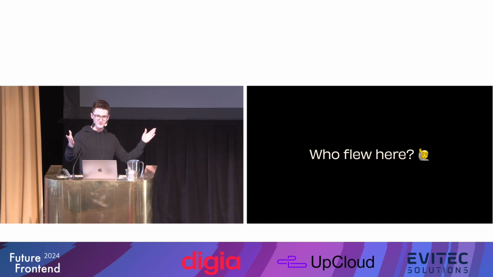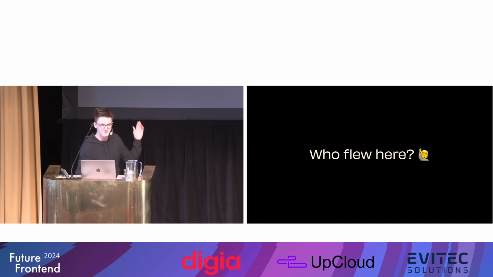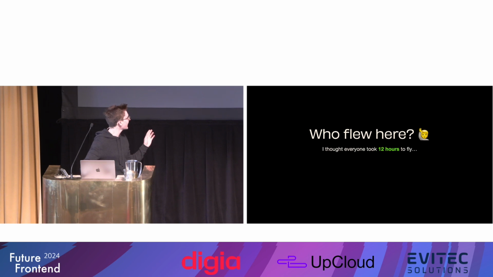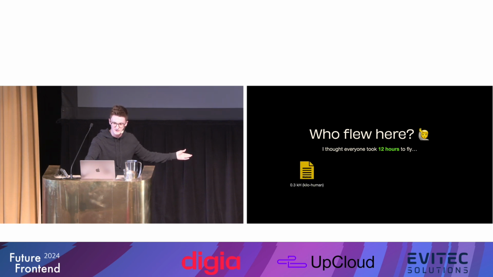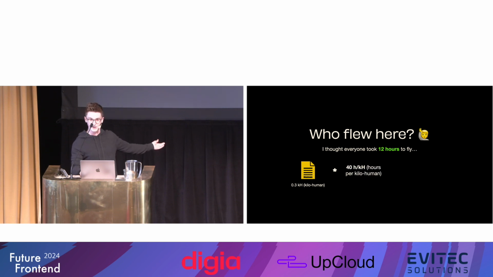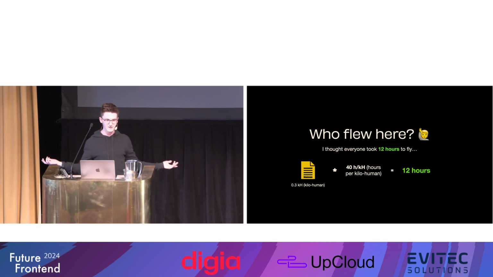That's a pretty wide range of different flight times. But that doesn't make sense to me, because I ran the numbers, and I thought everyone took 12 hours to fly here. Because I used the page weight model to compute this, and I thought, OK, how many bytes do we have? Well, we had about 300 attendees, so that's 0.3 kilohumans, maybe. And then we took how many hours the conference is. We have workshops and other pieces. That's about 40 hours per kilohuman. And then I multiplied those together, and I got 12 hours. You telling me this isn't right? Tell me there's something wrong with this model?